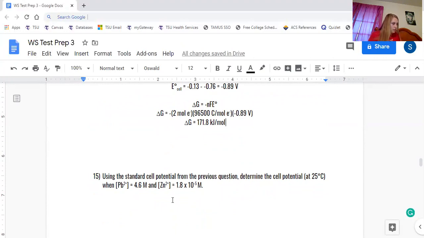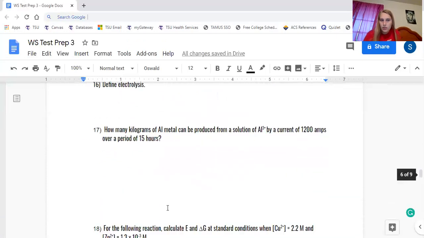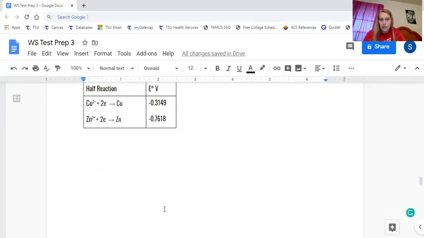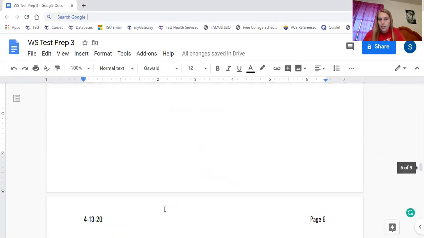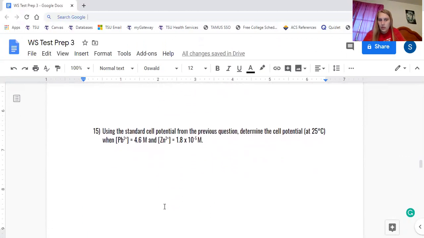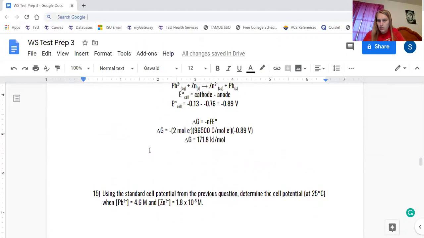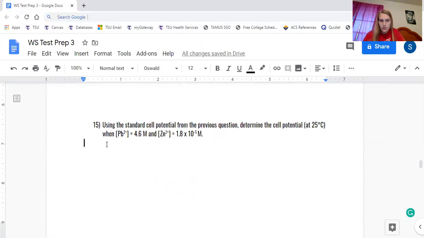This problem, let me see how much. I think that problem is really similar to one we did. We'll go ahead and do it though. This session might just be a little bit long.